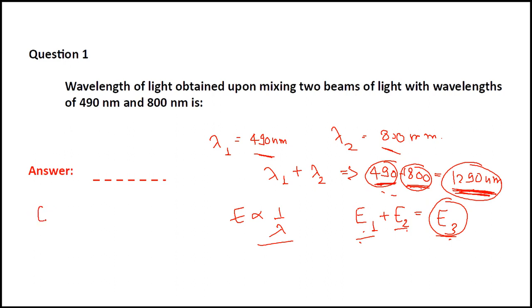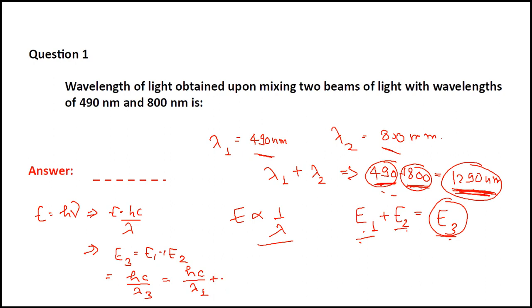Now suppose E is equal to h nu. We are well known with this relation, or we can say E is equal to hc by lambda. Okay. Now h is as usual the Planck's constant, c by lambda. Now what you want to do is E3 is equal to E1 plus E2. Got it? So E3 will be anyway hc by lambda 3. Okay, we'll denote it with 3. The second one will be hc by lambda 1, and the third one will be hc by lambda 2.